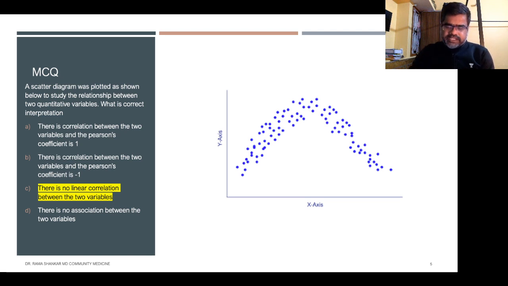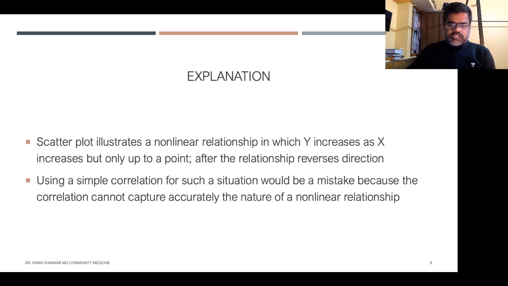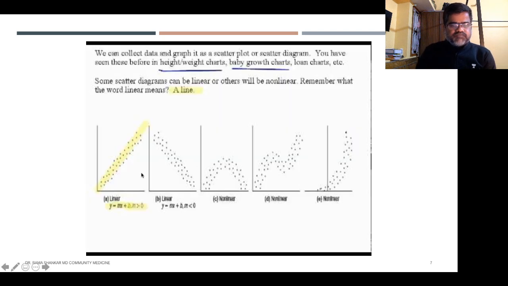Now to make it better for you, just see this graph. As you move on the x-axis, you see that there is a linear correlation, and it is a positive correlation. If the x-axis is increasing, the y-axis is also increasing. Now if you see in B, as the x-axis is moving, the y value is decreasing. So there is a positive correlation here, and here it is a negative correlation.